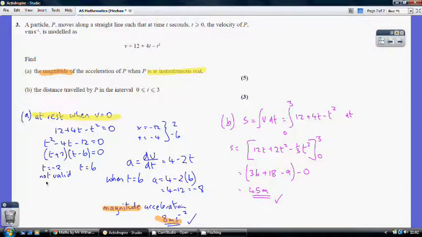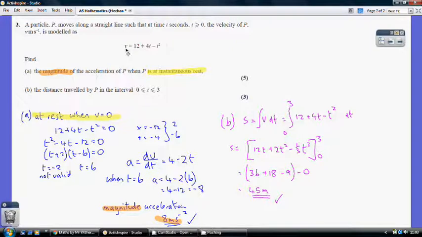Now t is time, of course, so clearly -2 is not valid. So we're going to use a time of 6. So we know it's instantaneously at rest after 6 seconds. Now we will need to find the size of the acceleration, not the velocity, the size of the acceleration. So how do we get our acceleration formally? Well, we have to differentiate velocity.